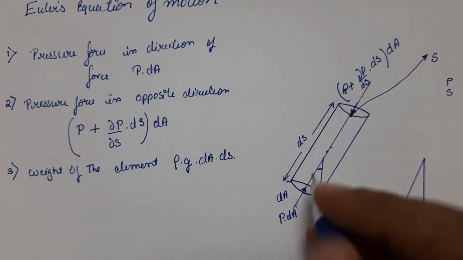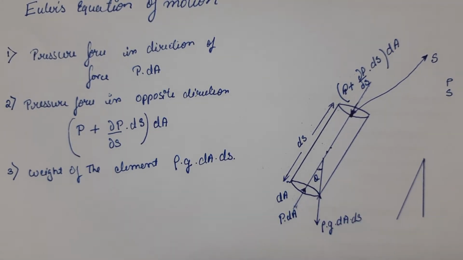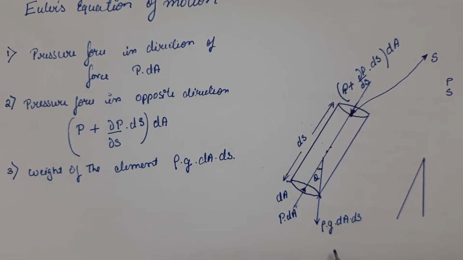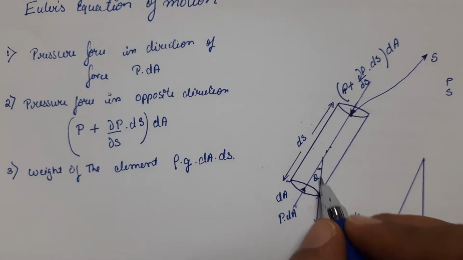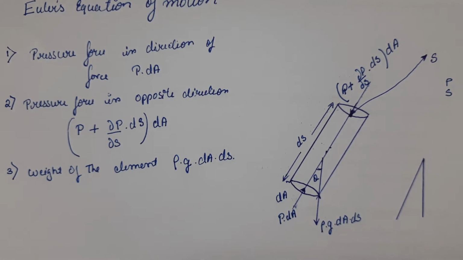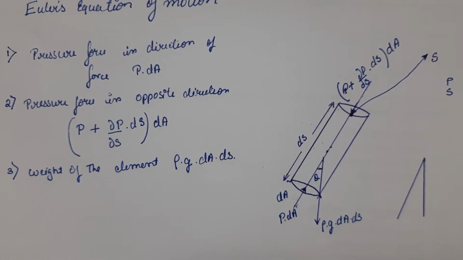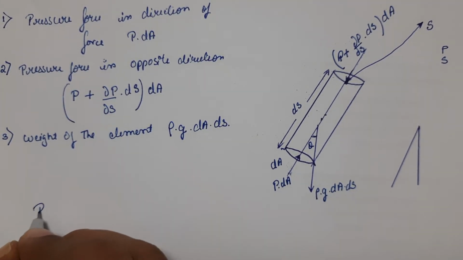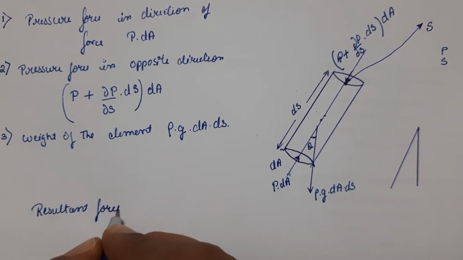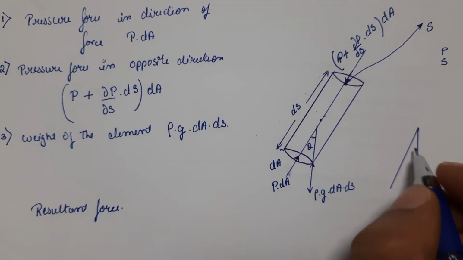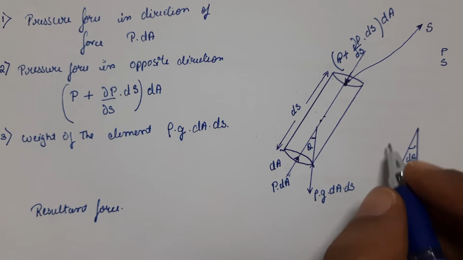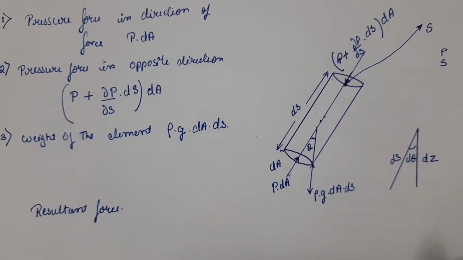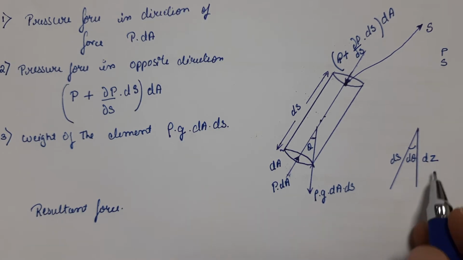Now let us take theta as the angle between the direction of flow and the line of action of the weight of the element. This is the line of action of the weight of the element and this is the direction of flow. I'll write down one equation for the resultant forces. So this is theta, this is ds, and this is dz, and this is the adjacent side.